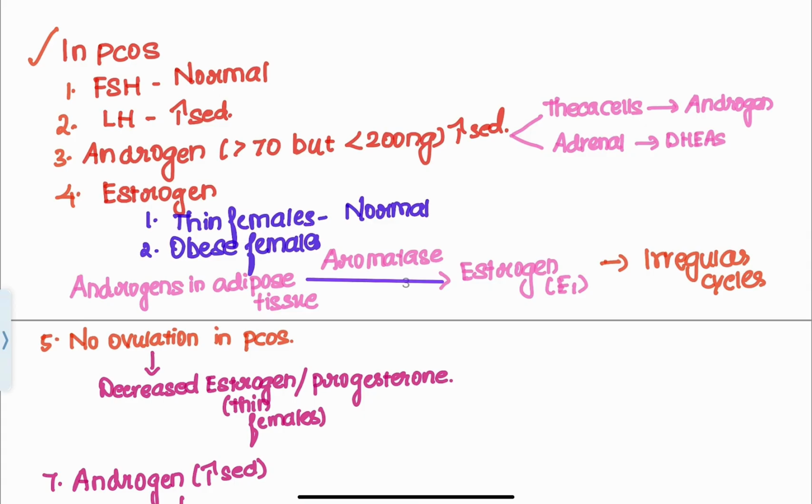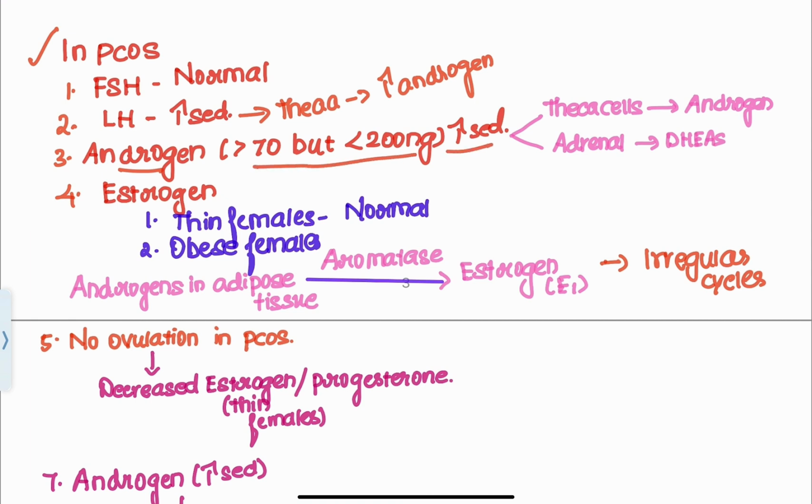So in patients of PCOS, which hormones are going to be normal, which are going to be decreased, and which are going to be increased? FSH, the follicle stimulating hormone, is going to be normal, because our problem here is mainly with LH and androgens. Increased LH, increased androgens, but FSH has nothing to do with PCOS. So FSH is normal. What about LH? LH is increased. Increased LH acts on theca cells and produces an increased amount of androgens.